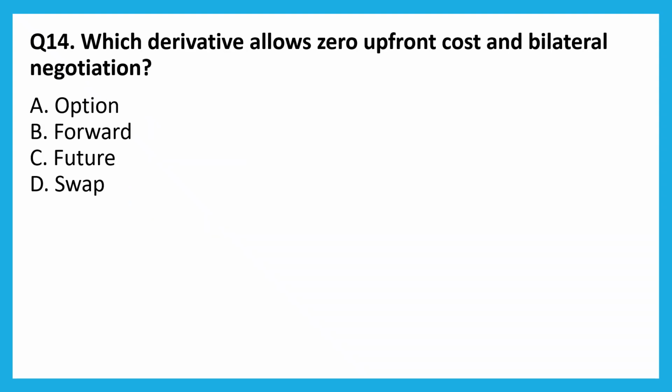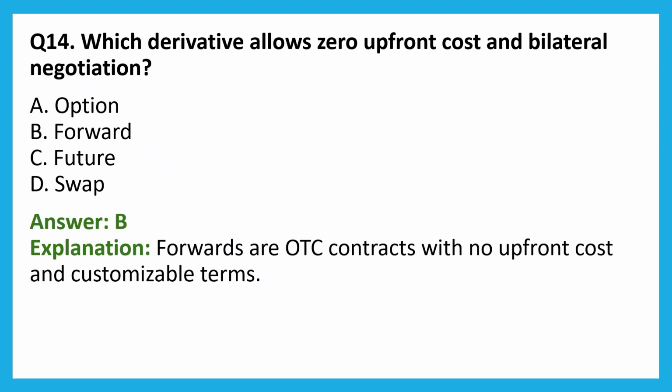Next question. Which derivative allows zero upfront cost and bilateral negotiation? Option A option, option B forward, option C future and option D swap. Correct answer is option B forward.